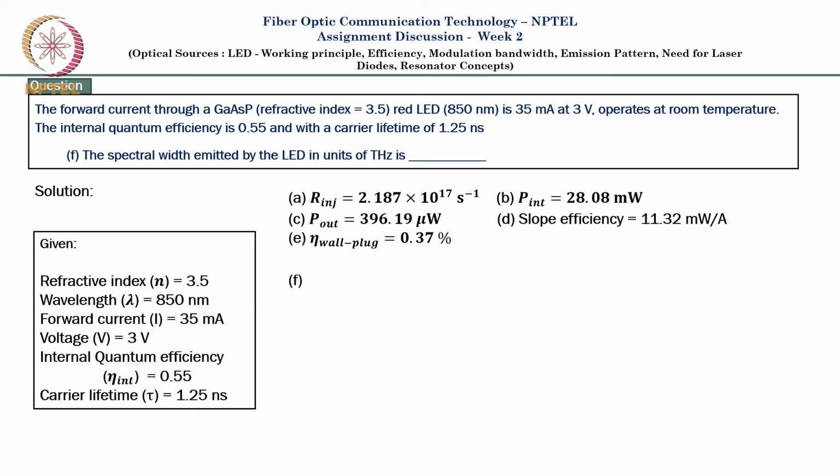Now moving on to the last part of the question, it is asked to find out the spectral width emitted by the LED in units of terahertz. So the spectral width, represented as full width half maximum, FWHM, is given by 1.8 kT by h, where k is the Boltzmann constant, h is the Planck's constant and T is the temperature. In the question, it is given as operating at room temperature, which is a standard 300 Kelvin. Substituting the values, we get 11.25 terahertz.